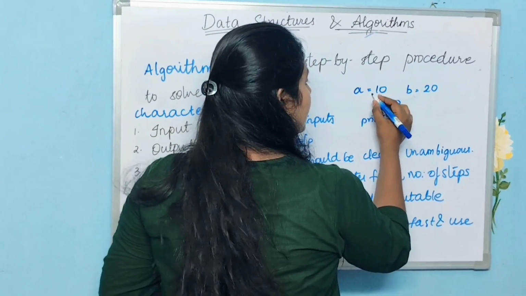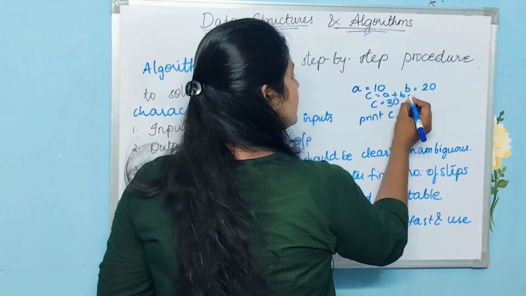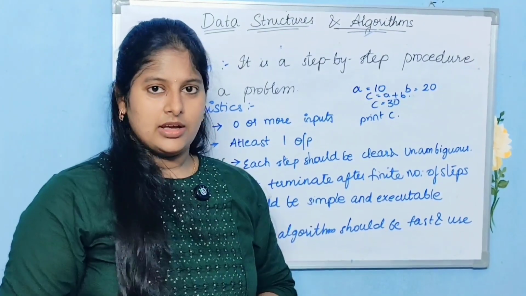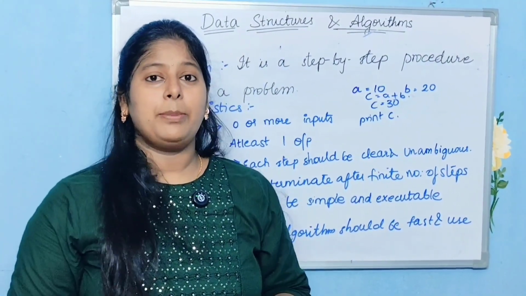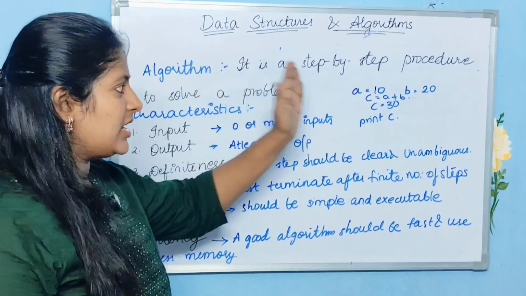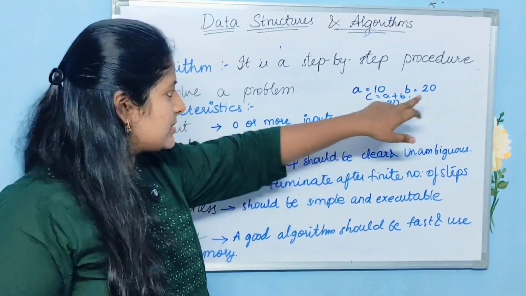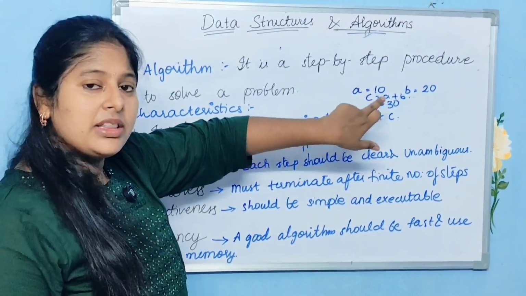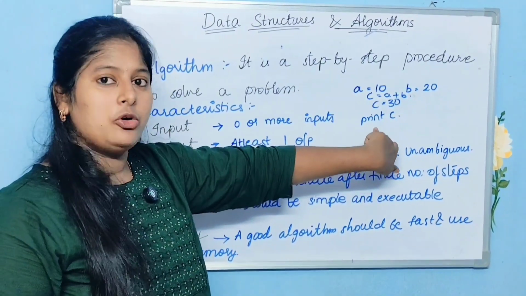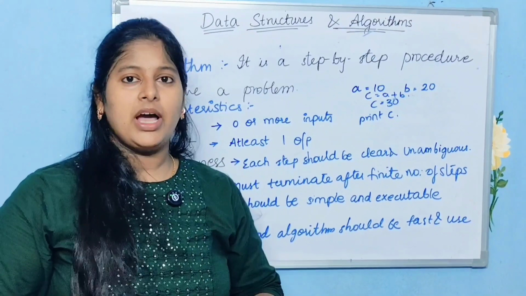C equals to a plus b. After adding, c equals to 30 and I've printed c, right? These are following a particular number of steps, okay? A sequence of steps. My first step is this, my second step is this, my third step is adding, my fourth step is storing them, and my fifth step is printing the output, okay? This is meant by algorithm.